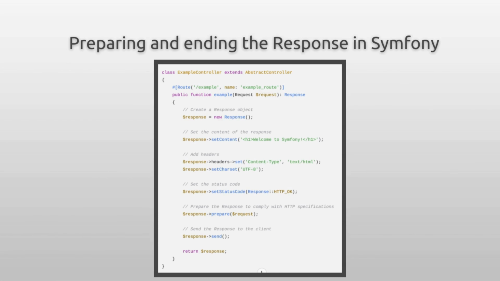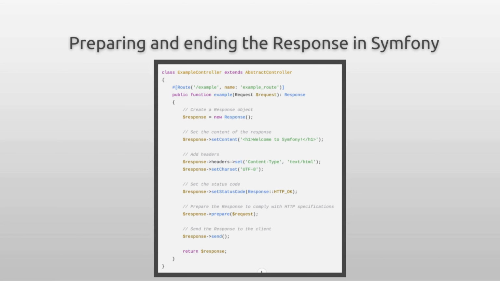For example, it can ensure the content type header matches the content format, set appropriate headers based on the HTTP protocol version or client capabilities. You pass the request object as an argument to the prepare method. This is especially useful when dealing with complex requests and responses or when headers need to be automatically adjusted to align with HTTP standards.